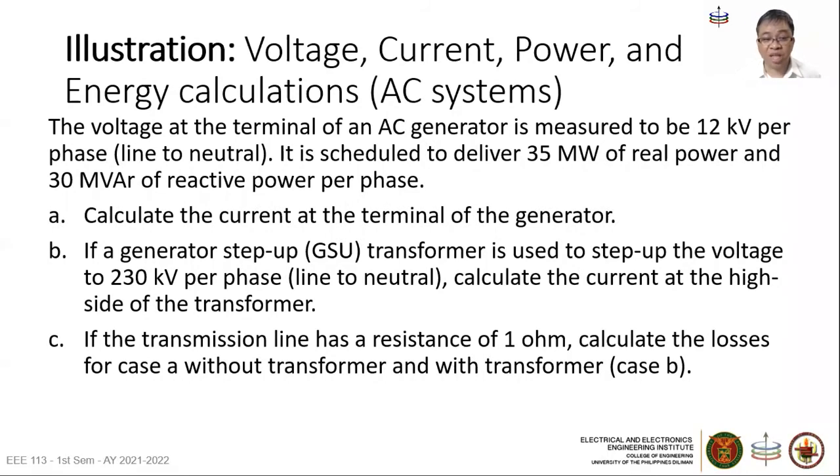Second, if a generator step-up transformer is used to step up the voltage to 230 kilovolts, calculate the current at the high side of the transformer. Third, if the transmission line has a resistance of 1 ohm, calculate the losses for a case without a transformer and with transformer. So let's proceed.